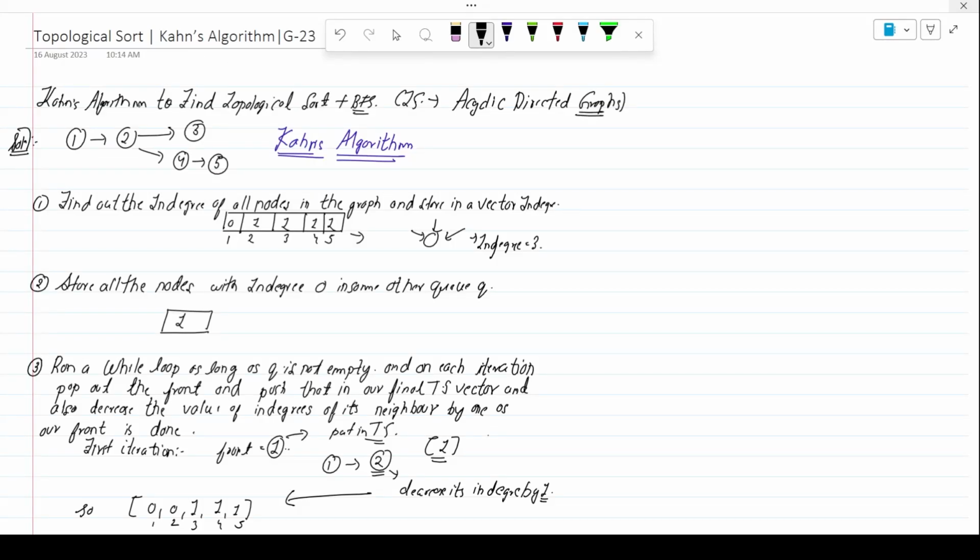So, hello friends. Today we're going to be learning about what Kahn's algorithm is. Basically, Kahn's algorithm is used to find the topological sort of any graph. And what do you mean by topological sort? So, let's say we have this graph, right?